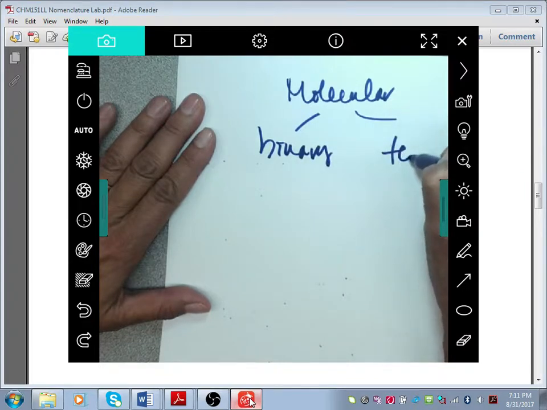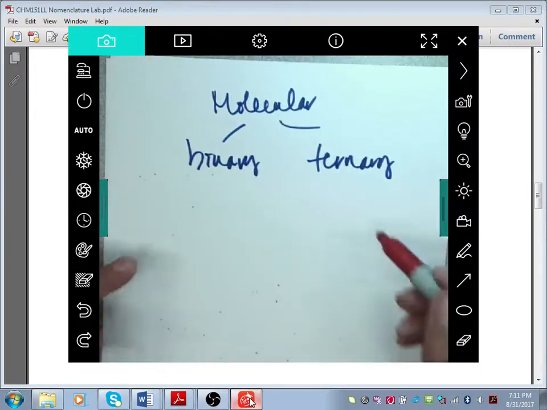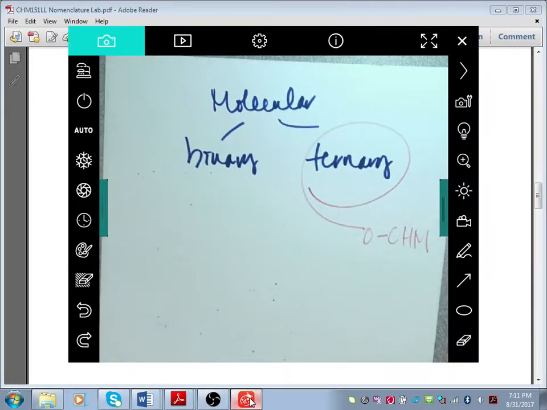Just like there are binary and ternary ionic compounds, but we're going to let OChem have all the fun with the ternary compounds.